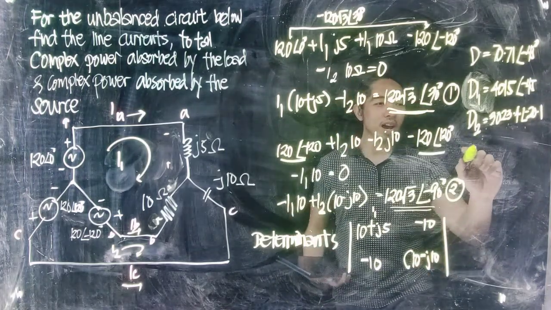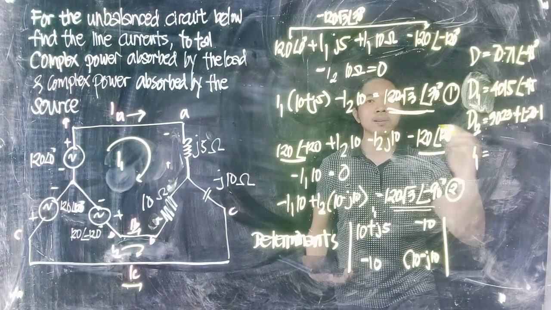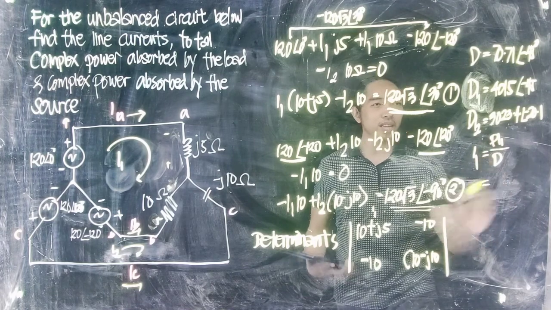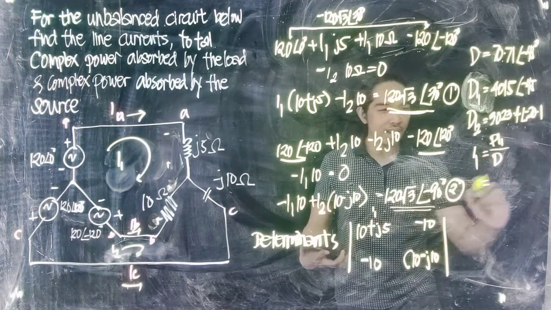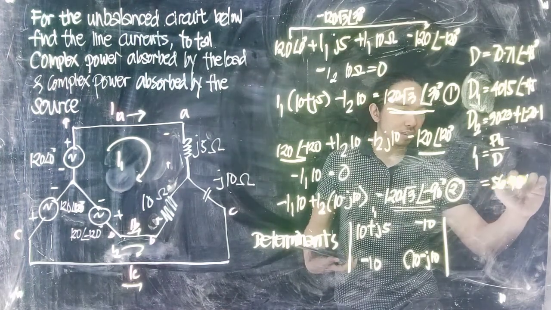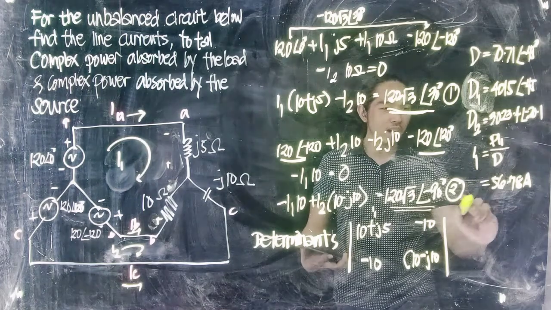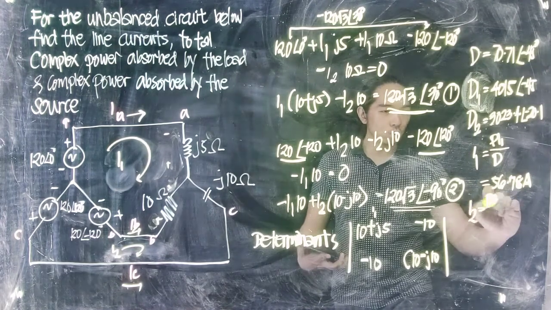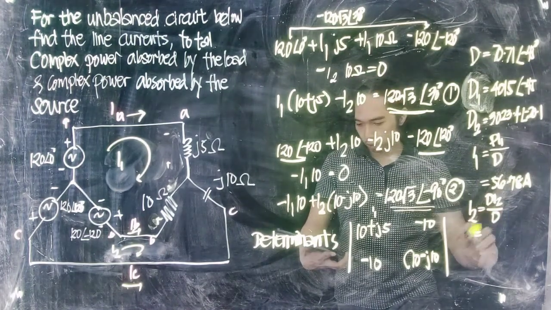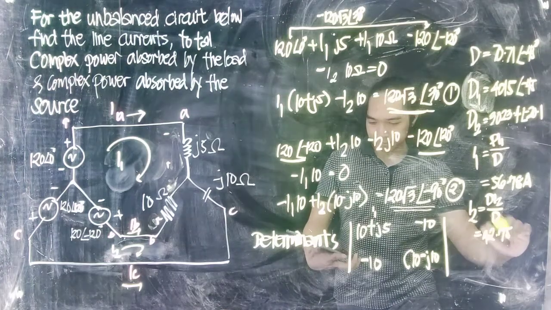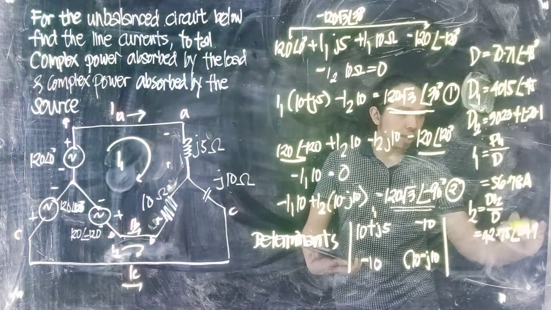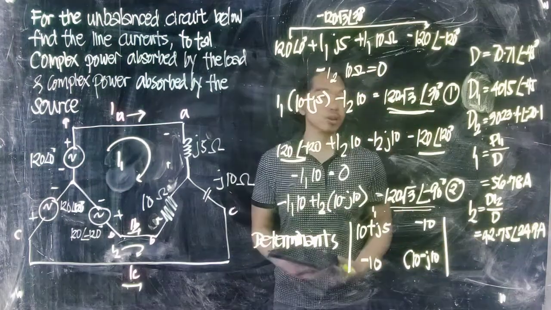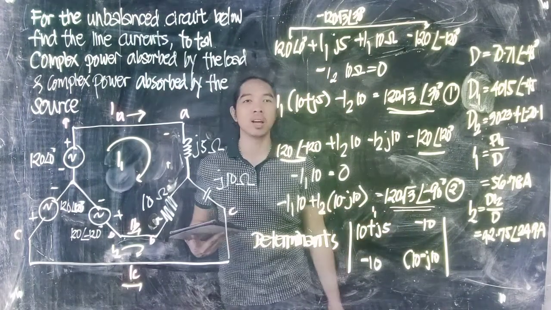How will we find I1 and I2? I1 is found using the formula DI1 over D. Dividing the two, we obtain the value of I1 as 56.78. And I2 is DI2 over D, which is equal to 42.75 angle of 24.9. There is a slight discrepancy in the values, but don't worry, it's only minor, and I'll share what the problem is.